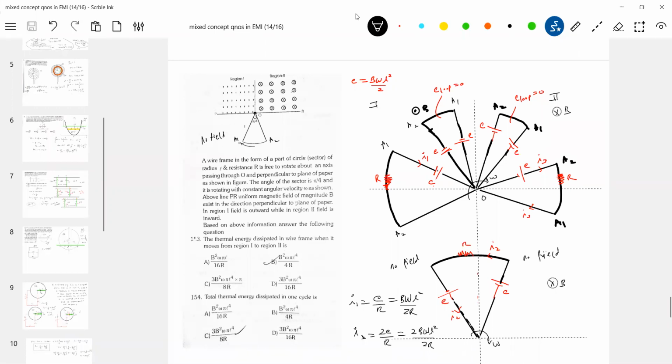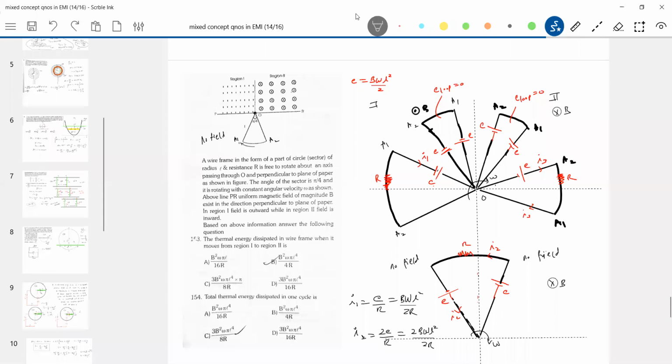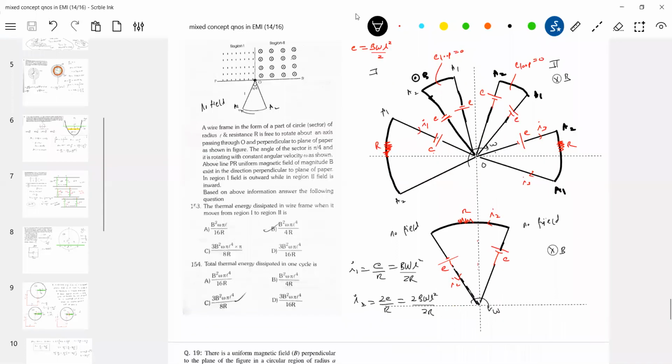Now he's asking the thermal energy dissipated in the wireframe when it moves from region 1 to region 2. How much time? So what is the angle? Pi by 4, no? So what time will it take to move from region 1 to region 2? It is rotated with constant angular velocity, and a constant current I2 will flow. What is the angular displacement it will have? Pi by 4 radian. So can we calculate the time taken?